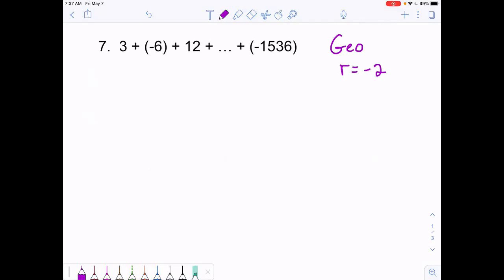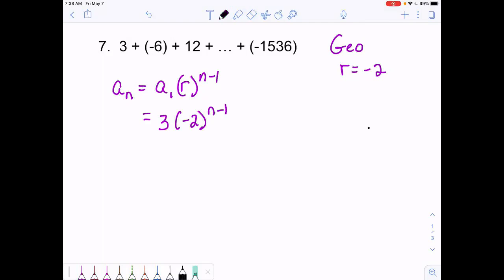So we need to know that so we can write a formula. If it's geometric, Lacey, what are you multiplying by? -2. So geometric, the formula is the first term times r to the n minus 1. So the first term is 3, r is -2, and then we have n minus 1.